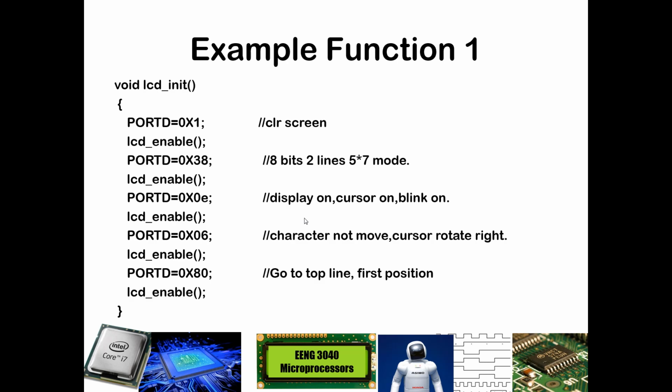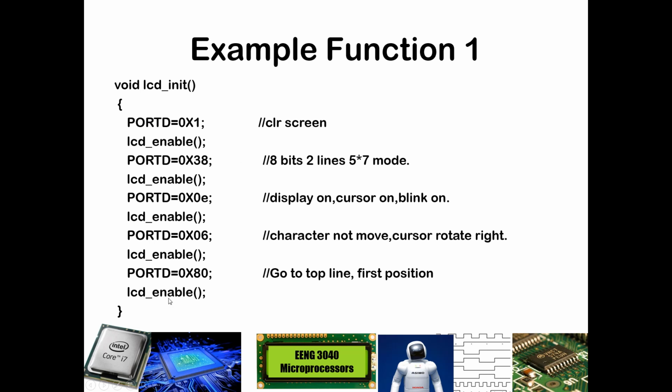So here's an example function. This is a void function. As you can see, LCD init. And this is doing all those initialization sequences that we have for the LCD. So we're doing things like clearing the screen. So we're directly putting 1 into port D, and then we're calling a function LCD enable, which is just going to send out this instruction. And instruction 38, that sets up 8-bit mode, 2-line display, all these kind of things. And so we're just setting all this up, and then once we're done, we're just going to return back to where this was called. There's no need to put a return statement.